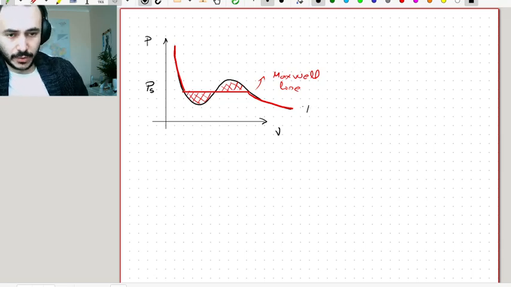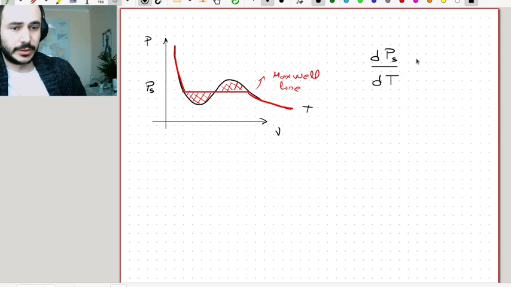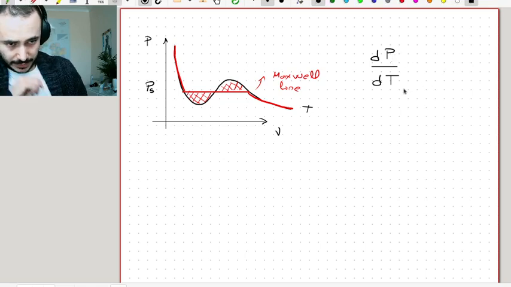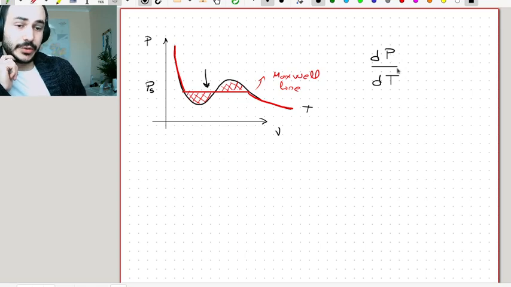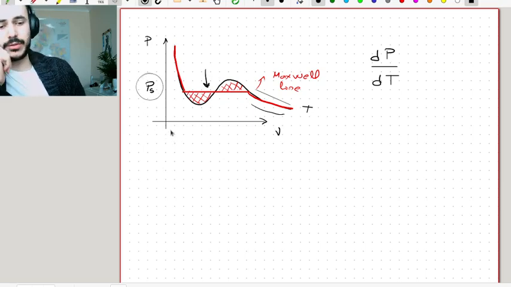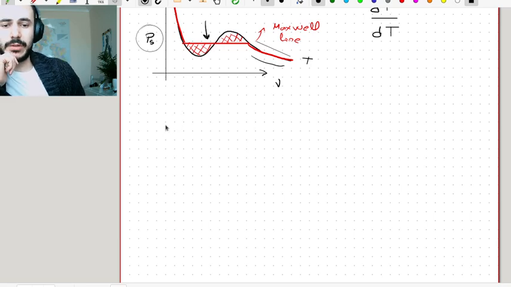And what I want to know is the dependence of this saturation pressure on temperature. This is what Clapeyron's equation tells us. We are just going to assume we are in the saturated vapor phase, and we want to see how within this part of the process the pressure depends on temperature. So if I have a slightly higher or slightly lower isotherm, what would be the change in the Maxwell line, in the saturation pressure?